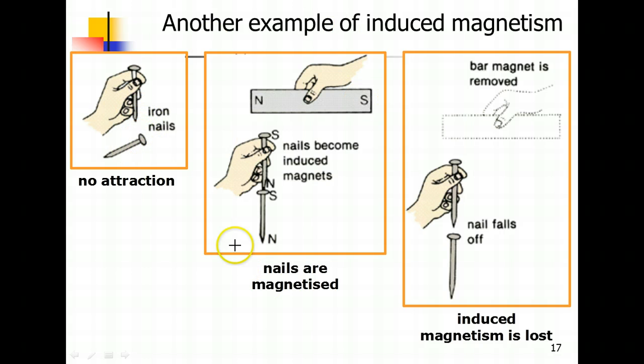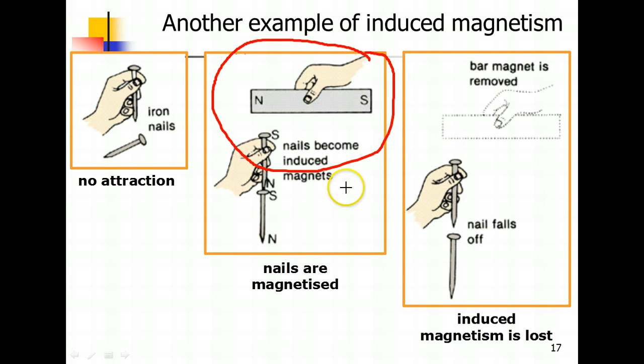Now let's look at the diagram in the middle. When I place these two iron nails within the magnetic field of this permanent magnet, what happens? Well, look at the iron nail that is nearest to the north pole end of this bar magnet. This nail will be induced with magnetism, and not only that, the side nearest to the north pole will be induced with a south pole, the furthest away with the north pole.